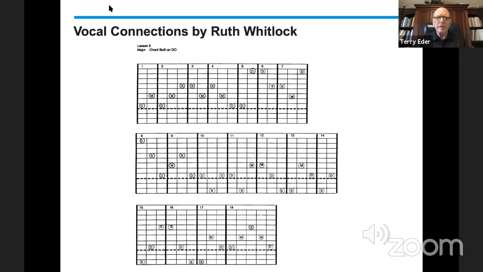Okay, I want to show you this. This is from a program called Vocal Connections. It's by Ruth Whitlock. Dr. Whitlock was a professor at TCU and a master teacher. She has lots of students who became choir directors, band directors, orchestra directors, and she taught music education there. Unfortunately, she's passed on. She's not with us any longer, but she left us a legacy of great teaching. And here was one of them.